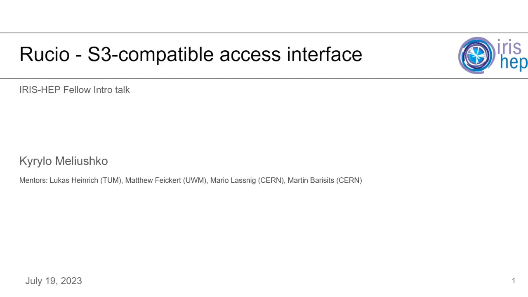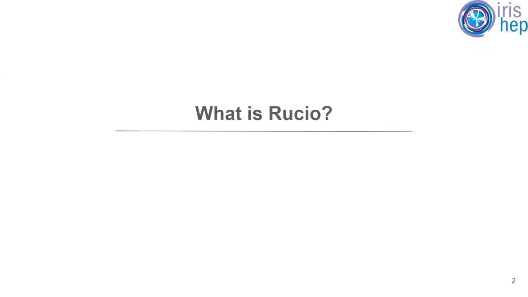Thank you, Matthew. All right, so the project is called Rucio S3 Compatible Access Interface. And I guess first I'm going to just break down what the name stands for. The first is, of course, Rucio. And as Matthew said, it's open source data management software. It's really widely used in high energy physics, also at CERN, because the projects are very data intensive, so there has to be a way to manage that.